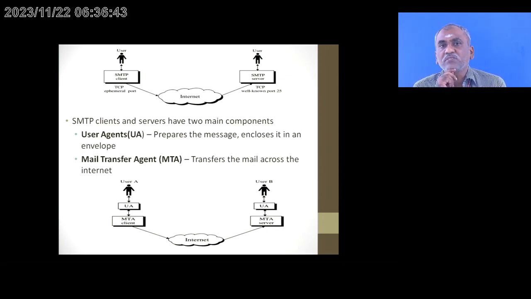SMTP works with two components. One is the user agent and the second one is the MTA, right? With the help of the user agent, the user prepares the message and encloses it in an envelope. You see, like a letter we are writing, we put it in an envelope. The same thing: the MTA transfers the mail across the internet.